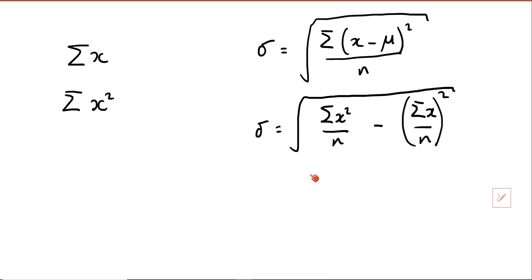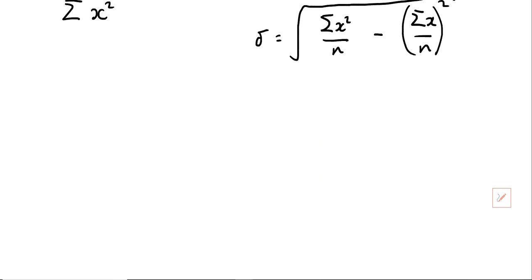So let's have a look at example 4. It says the length of time t in minutes for a skier to travel down a mountain follows a normal distribution, and is recorded on 15 runs. The summary statistics are, the sum of x is 129.